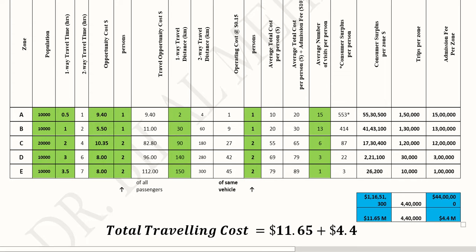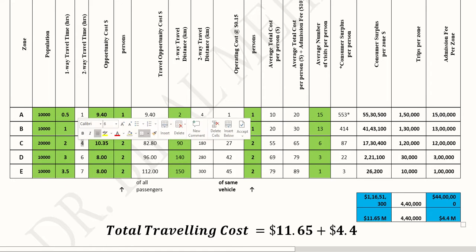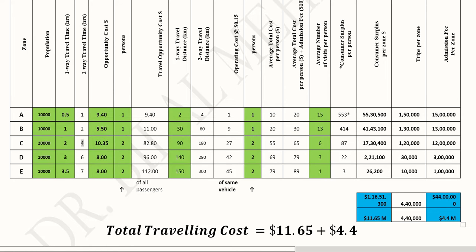Here we have the opportunity cost. This is the total hours spent in traveling, and this is the number of the people in the vehicle. So now these three columns will give us the final answer. Here again, the two-way travel time, per hour opportunity cost, and the number of people in the vehicle. So this is basically for all passengers. We are including all the passengers in a vehicle.